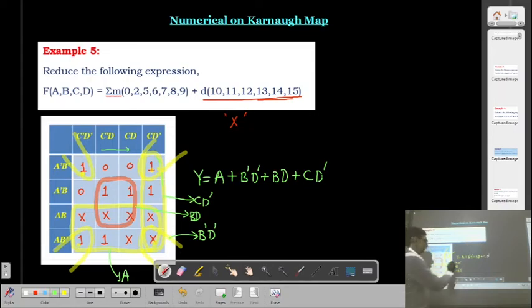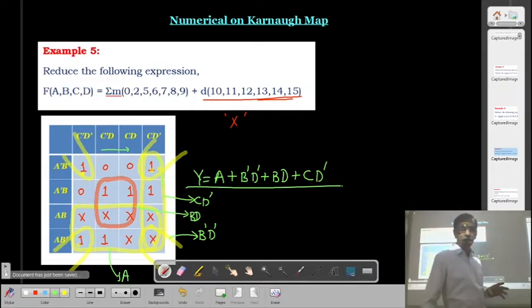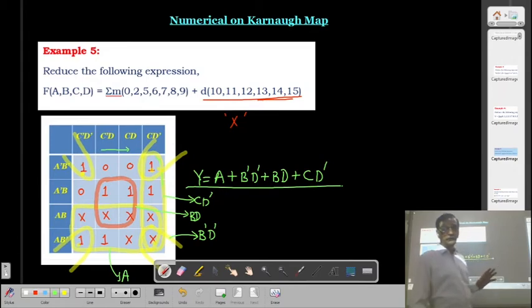Okay. So this is a simplified expression for a given Karnaugh map. I think you already understood what the don't care condition is, correct? And if you have more don't care conditions in your Karnaugh map, then your Karnaugh map will be the most simplified version, because with the help of these you can find an octet, quad or a pair.